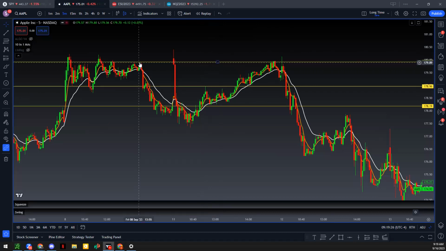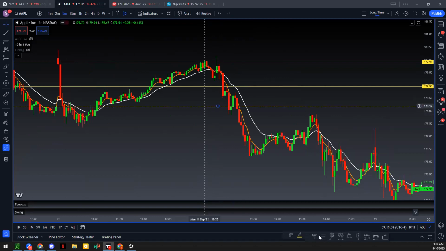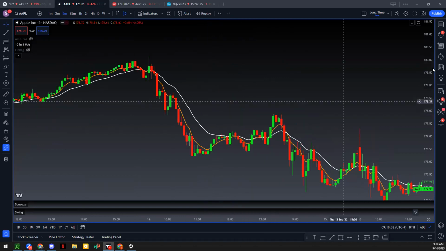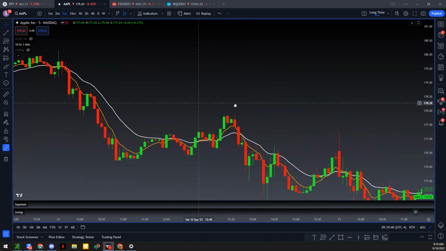Where's my next level of resistance? That's going to be my target. When we're going to the downside, I'm looking for support. So let's go to the downside. I want to take these off real quick and delete these drawings.